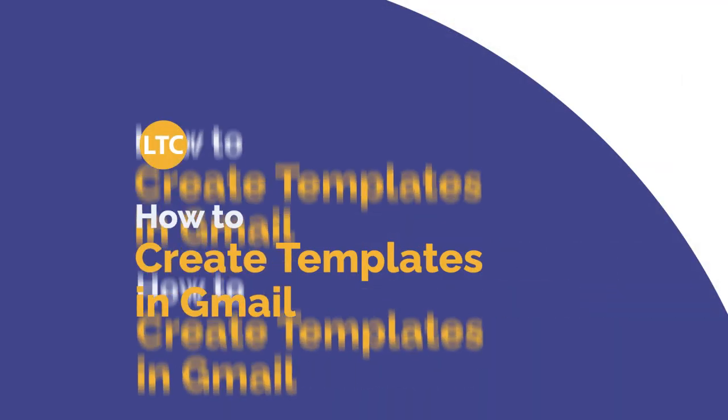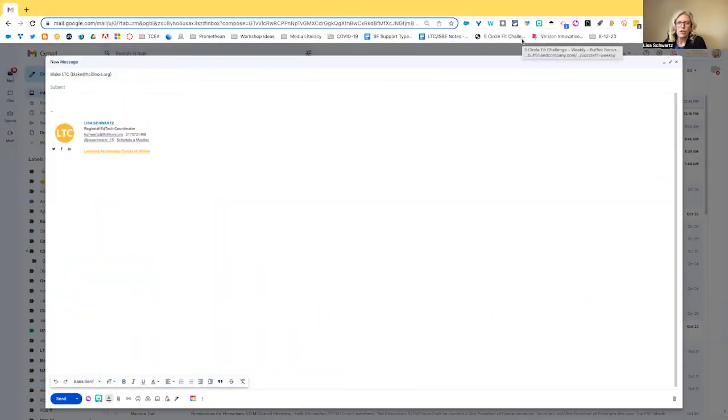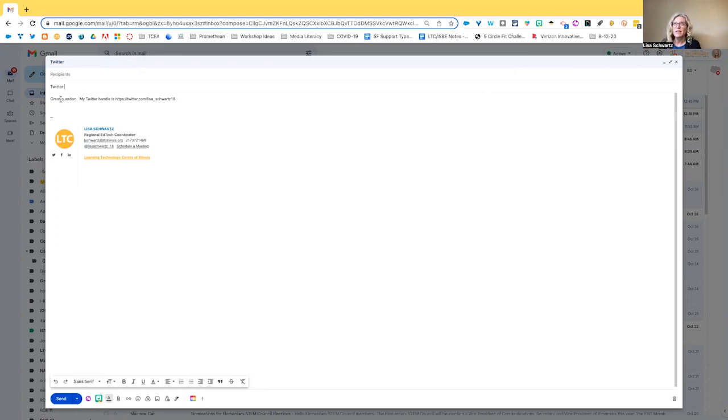Are you finding that you are typing the same reply over and over again to different people? If so, you can compose your reply once and save the email as a template. Later, you can open the template and send it again with just a few clicks. Put in a subject line if you would like. So here, people ask me about my Twitter handle. So I put in Twitter as a subject line. Then I put down my response.